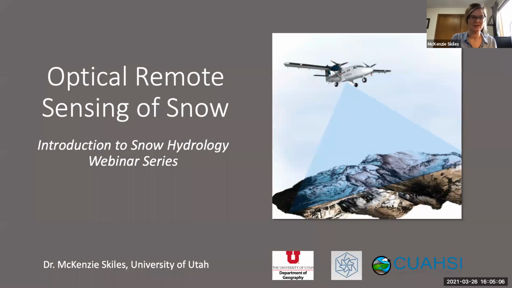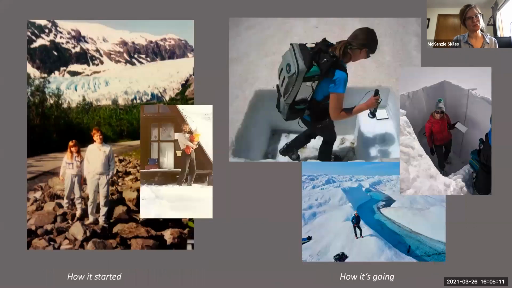But in case you don't know me, and I can't see many of your names right now, so maybe I don't know you, I just wanted to introduce myself real quick. I'm an assistant professor in the geography department at the University of Utah. And I'm broadly a snow hydrologist, but within snow hydrology, I really focus on field and remote sensing measurements of snow energy balance and snow volume, and how we can use that information to update models to improve the way that we forecast how much water is held as snow in the mountains.